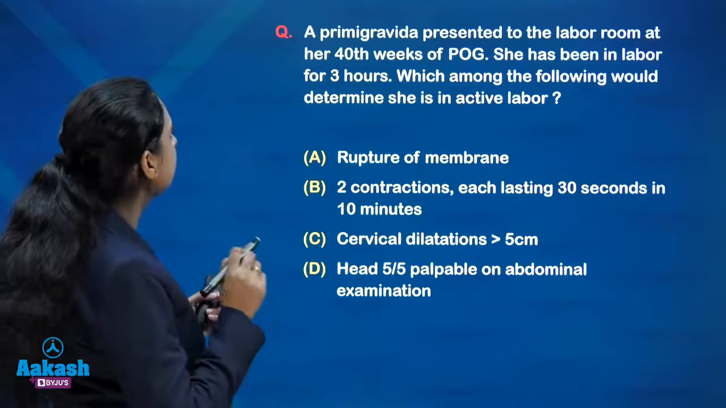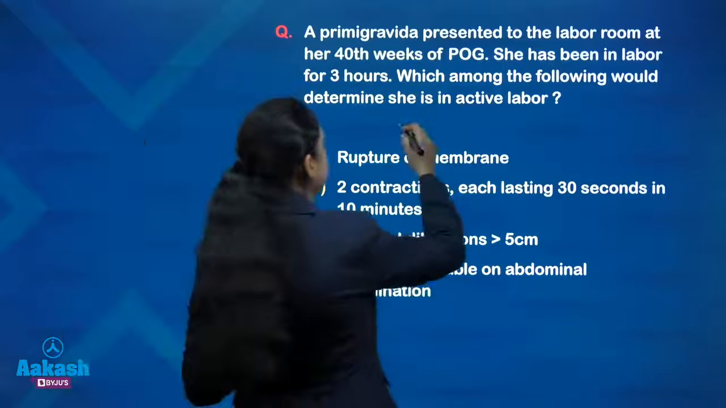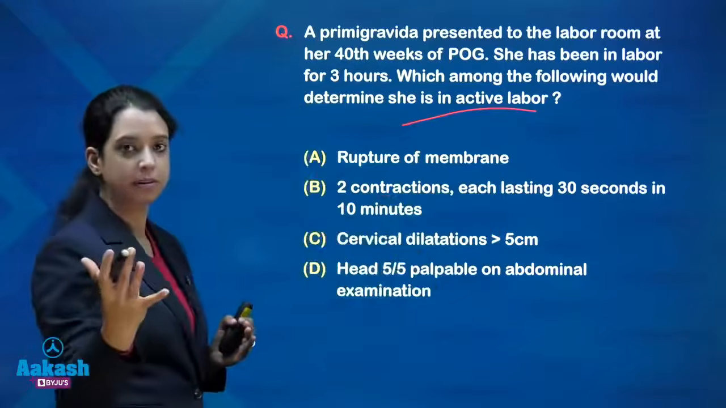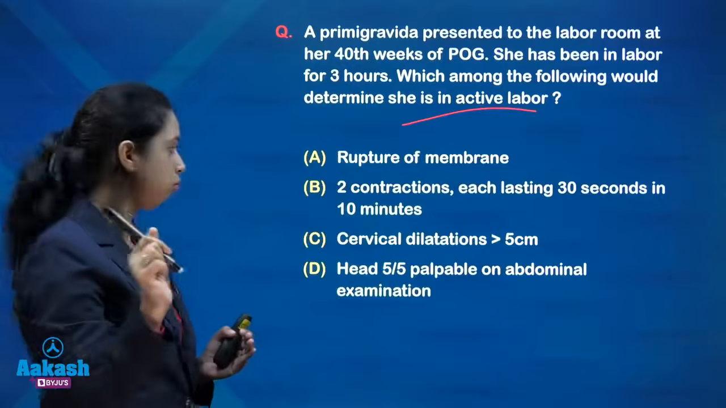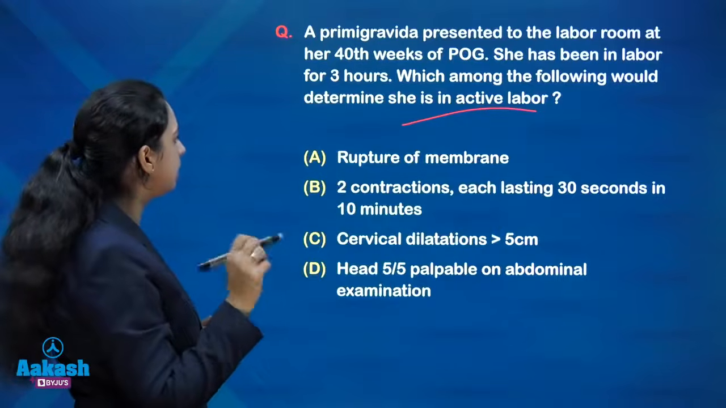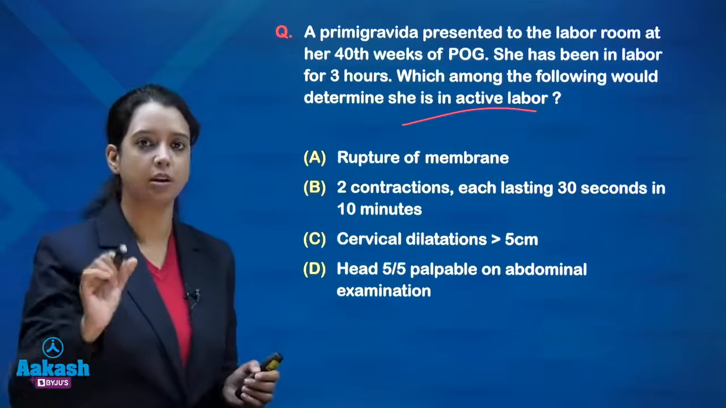Okay. Next question. A primigravida presented to the labor room at 40th week of POG. She has been in labor for 3 hours. Which among the following determines she is in active phase? Basically they want to know whether you know when active labor starts. Rupture of membrane. Is rupture of membrane a sign of active labor? No. 2 contractions each lasting 30 seconds. So contractions will not tell you whether she is in active labor. What will tell you exactly?